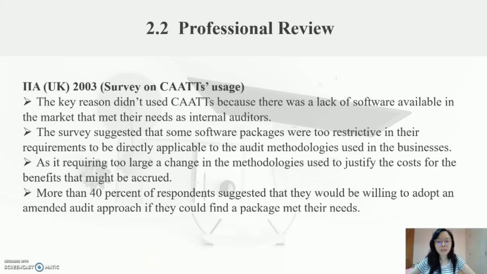There is a survey conducted by the IIA based on CAATs usage. They found that the lack of software available in the market is a key reason that internal auditors did not use CAATs. Besides that, the cost of implementing CAATs is also relatively high, so it becomes one of the reasons for the low usage of CAATs by internal auditors. But lastly, we also found that 40% of the respondents are willing to adopt CAATs if they find a package that really meets their needs.